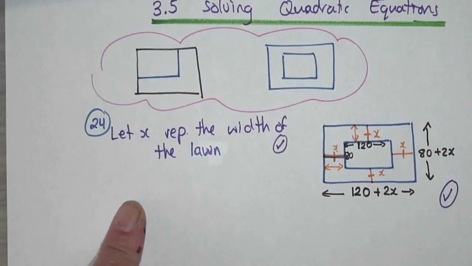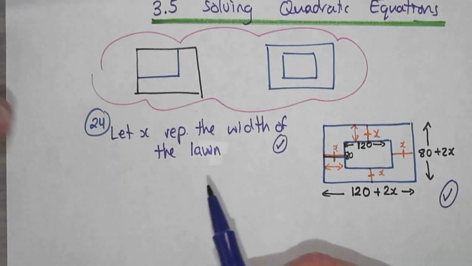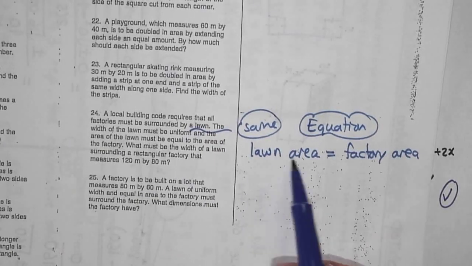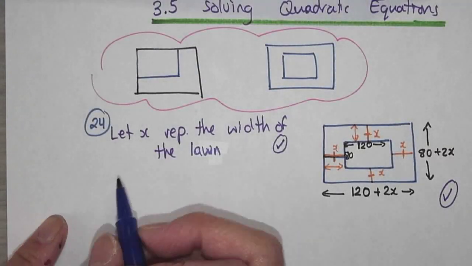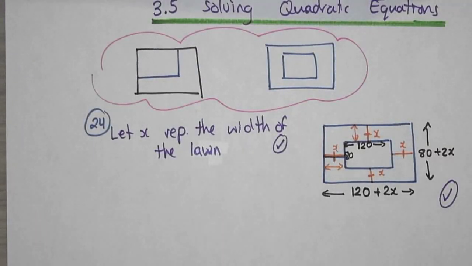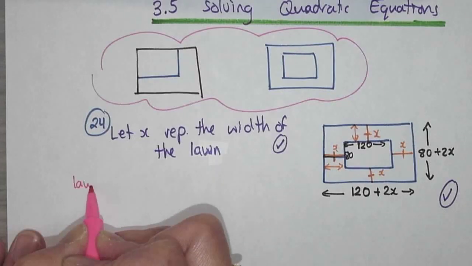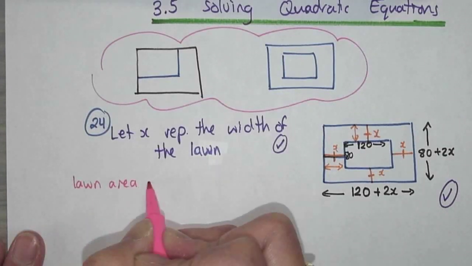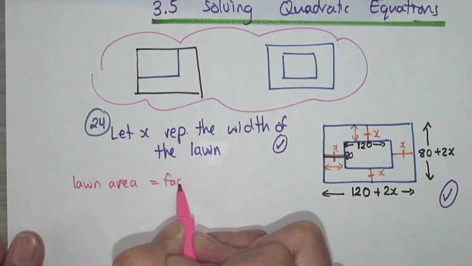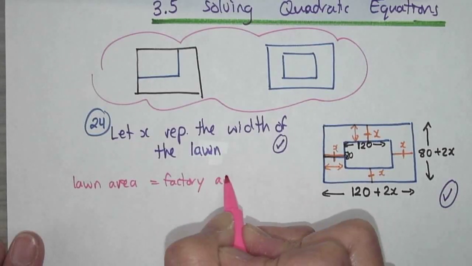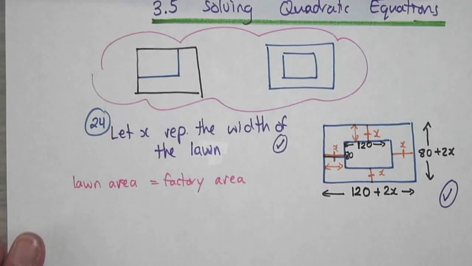I have a let statement. Now my equation is going to be, and that's from here, lawn area equals factory area. So I usually try to do that. So I know that my equation is supposed to be lawn area equals factory area. My lawn area should equal my factory area.